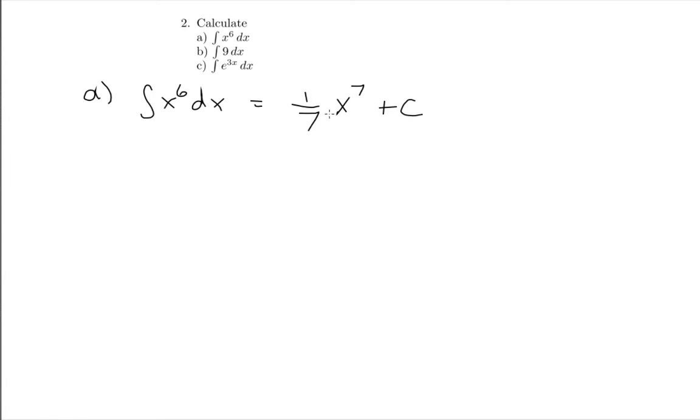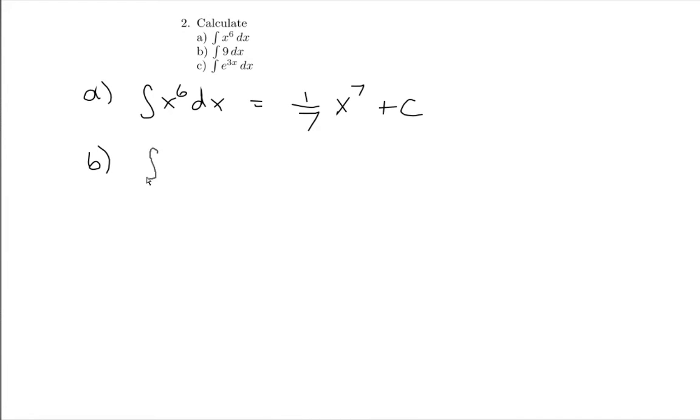plus a constant. And we can double check to see if we're right, because if we actually take the derivative of what we just calculated, the 7 comes down, cancels out with that 7, x to the power of 6, the derivative of c is 0. So the derivative of the thing on the right hand side is actually just x to the power of 6, which is precisely what's in this integration here. So we can double check to make sure that we're correct on that one. Let's move on to the next one.